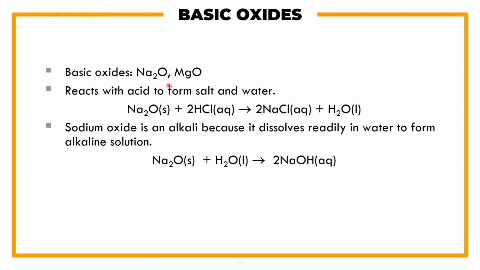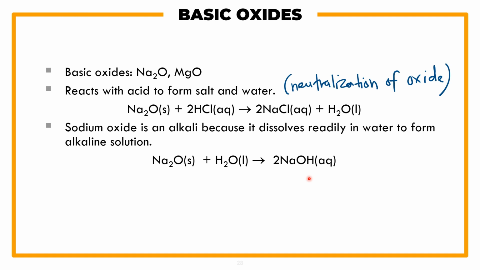Sodium oxide and magnesium oxide are examples of basic oxides. These oxides can react with acid to form salt and water. Why can they react with acid? Because they are bases, and bases can react with acid. So this is actually the neutralization of oxide. This will be the chemical equation. You will get salt and water as the products.